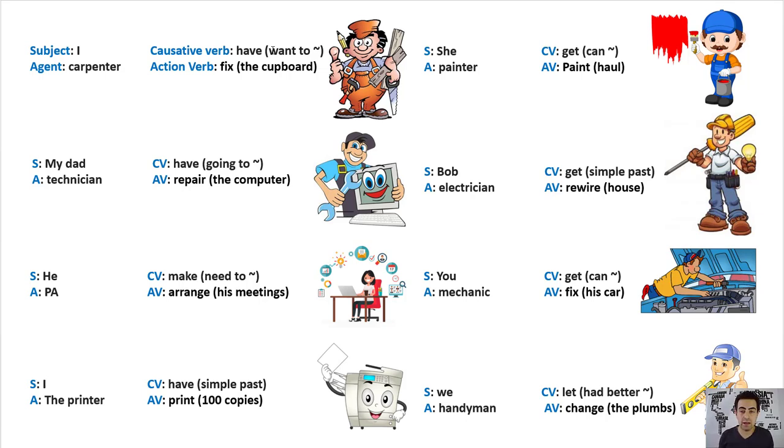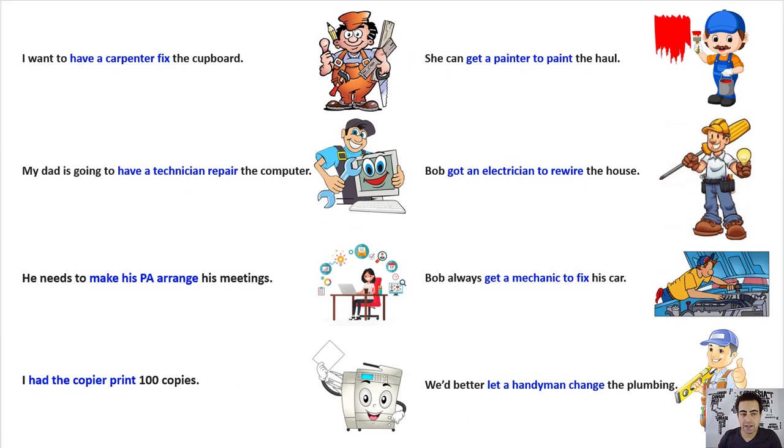All you need is like 4 minutes or maximum 5 minutes to stop the video, do it, make your sentences, and then play again to check your sentences with my sentences. All right, good luck. Please stop the video and do it. All right, everyone. Now let's check the sentences one by one. The first one is, I want to have a carpenter fix the cupboard. The next one, my dad is going to have a technician repair the computer. Next one, he needs to make his PA arrange his meetings.